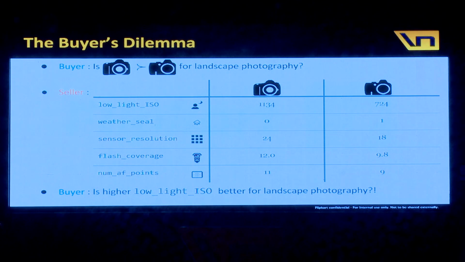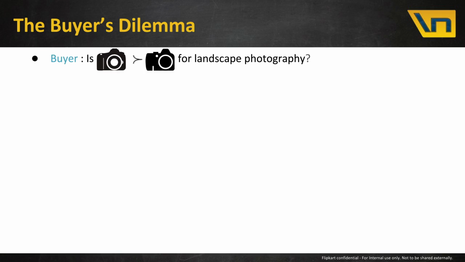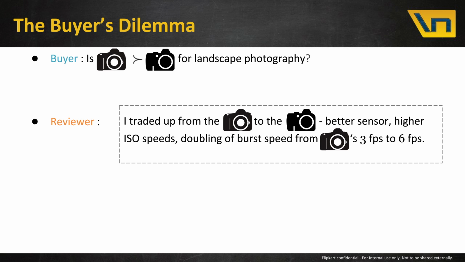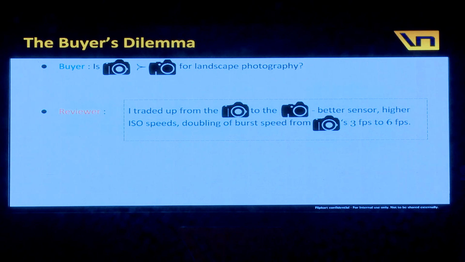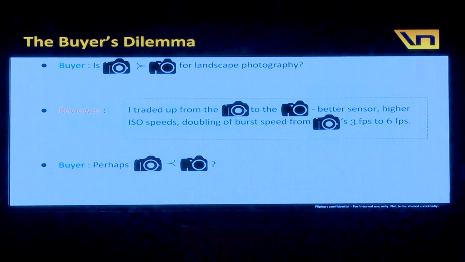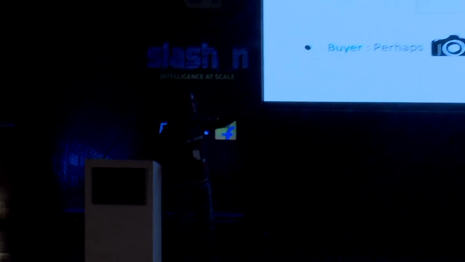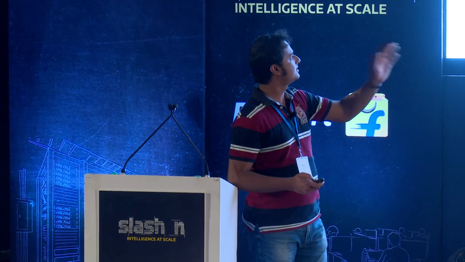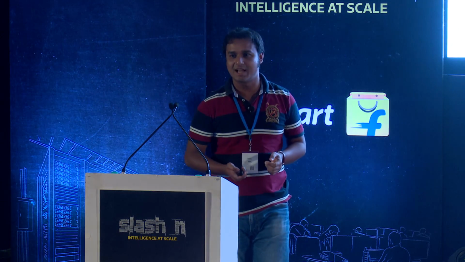When he couldn't find the relevant information in the table, he would probably go and read reviews. Now, reviews are not always written by very authoritative sources. Sometimes they are written by somewhat ignorant folks, sometimes by folks with malicious intent. By reading a review saying I traded up my camera A to camera B, the buyer would jump to the conclusion that, although he doesn't see any mention of landscape photography anywhere, camera B is better than camera A.